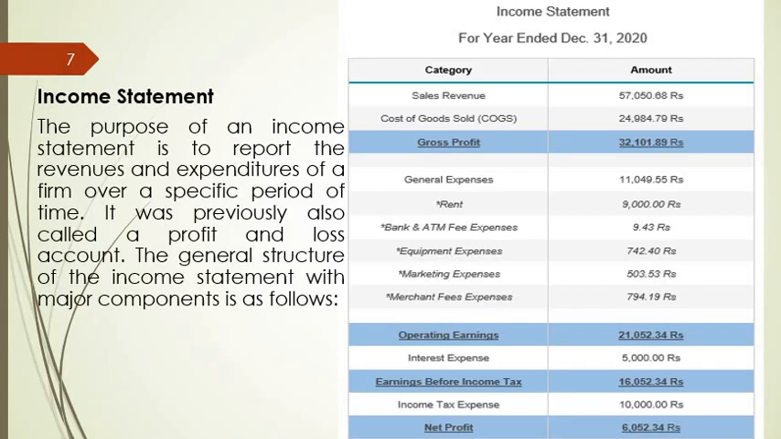Then come the general expenses, also called the operating expenses, and these include the rent, bank and ATM fee expenses, equipment expenses, marketing and advertisement expenses, and any other fees or expenses you need to make to keep your business going. These expenses are listed individually here, but in some income statements they are accumulated in a bundle of similar expenses into one broad category called selling, general and administrative expenses. When we deduct all these general expenses from the gross profit, we get the operating earnings.